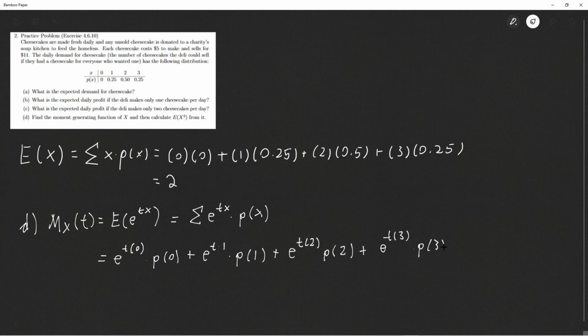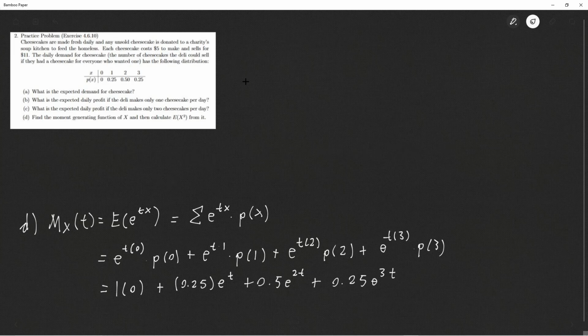p at 3, which is going to be equal to 1 multiplied by 0, plus 0.25 multiplied by e to the t, plus 0.5 times e to the 2t, plus 0.25 e to the 3t.